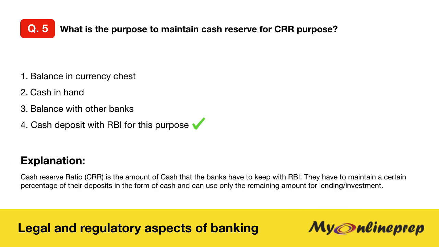क्यों? क्योंकि cash reserve ratio, which is CRR, is the amount of cash that the banks have to keep with RBI. They have to maintain a certain percentage of their deposits in the form of cash and can use only the remaining amount for lending and investment purposes. Okay.